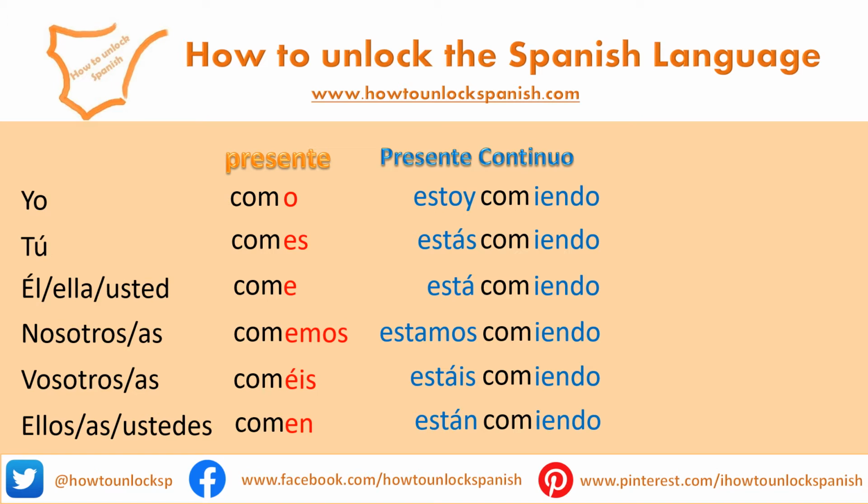For the presente continuo, we use two words. The first word is going to be the presente of the verb estar. So I am, I translated for estoy. And the second word is always going to be the same, because it's the stem of the verb comer, so comer without ER, and adding yendo, because it's an ER verb, and ER and IR verbs need to add yendo. So we will say, yo estoy comiendo, tú estás comiendo, él está comiendo, nosotros estamos comiendo, vosotros estáis comiendo, y ellos están comiendo. So we use yo como to say what you normally eat, and you use estoy comiendo when you are actually eating right now.